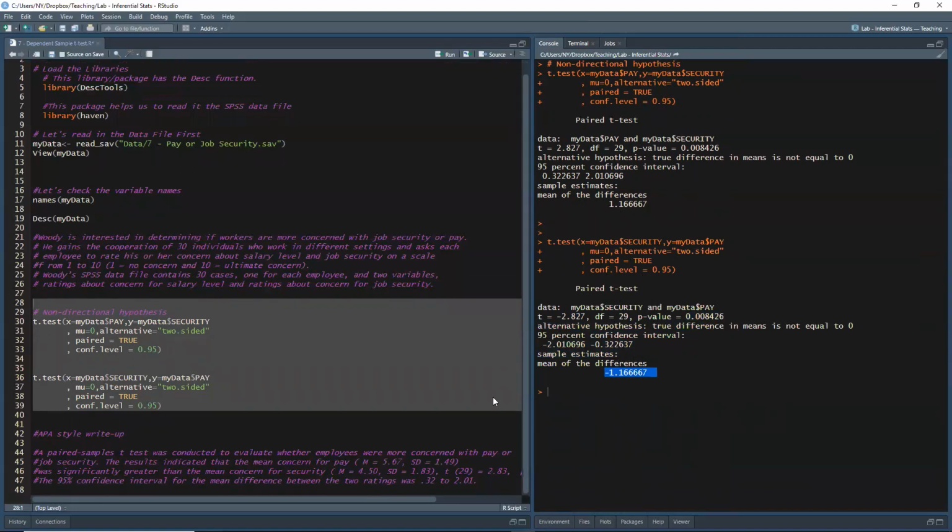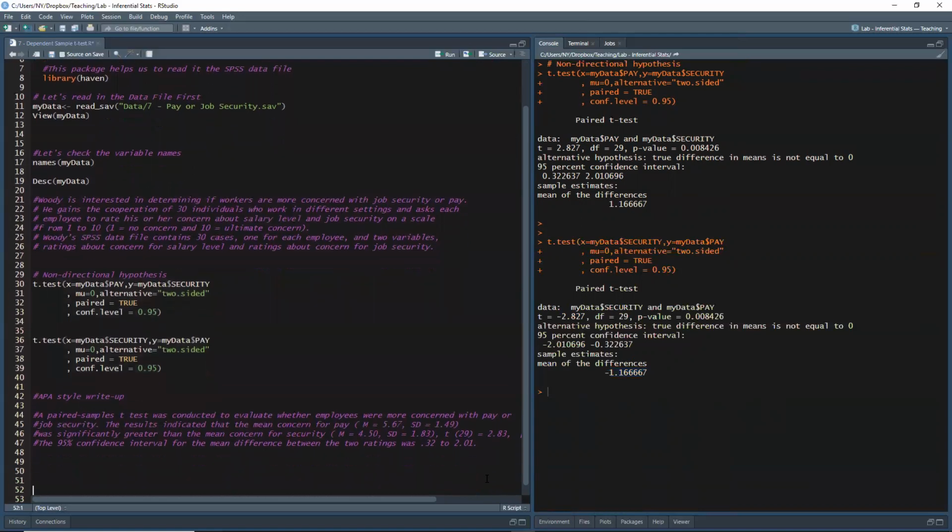And in this example, I provided a sample APA style write-up, so you can use this one if you want. Okay, that's all for this video. Let me save this.